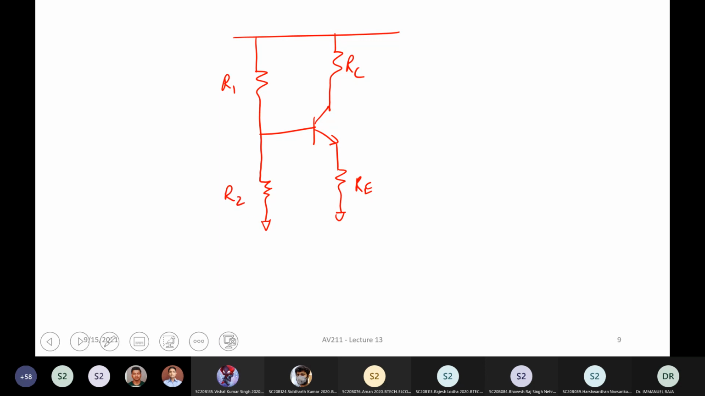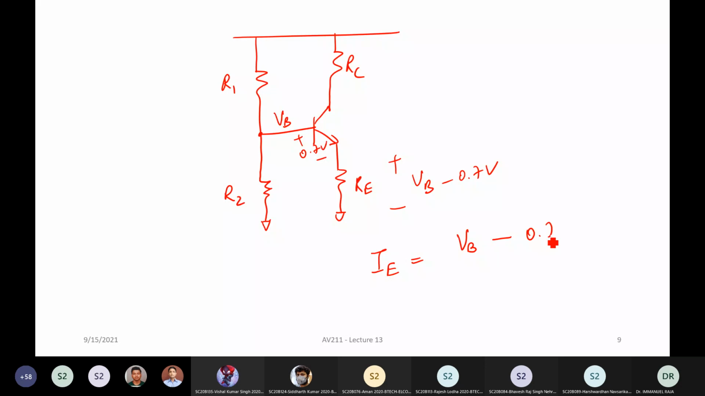So at the end of the day, you will get a certain VB here. You will nominally have around 0.7 volt here, right? And you'll have the rest, VB minus 0.7, across RE. This is a very quick hand calculation. At least to a first order, it will work out fine. So your emitter current is pretty much set by VB minus 0.7 divided by RE.